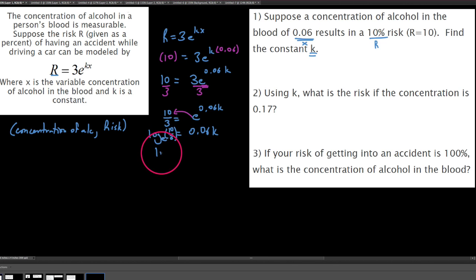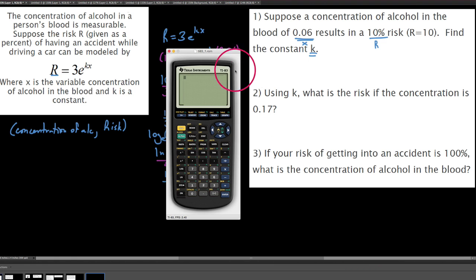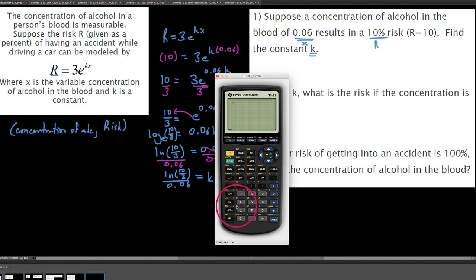The nice thing about this is, first of all, we can rewrite log base e of 10 thirds as ln of 10 thirds. The other nice thing is we have this in such a form that we can divide both sides by 0.06, and we would have a value for our constant k. So we have k equals ln of 10 thirds all over 0.06. We'll get our calculators out and do this: ln of 10 divided by 3 in parentheses, all of that divided by 0.06.